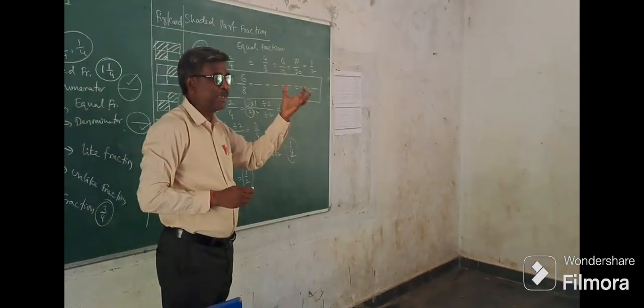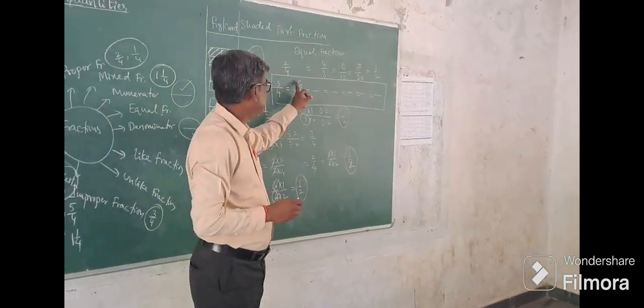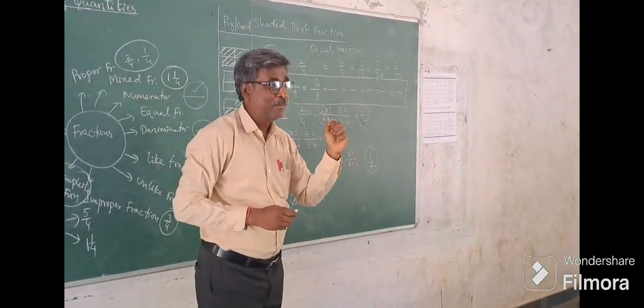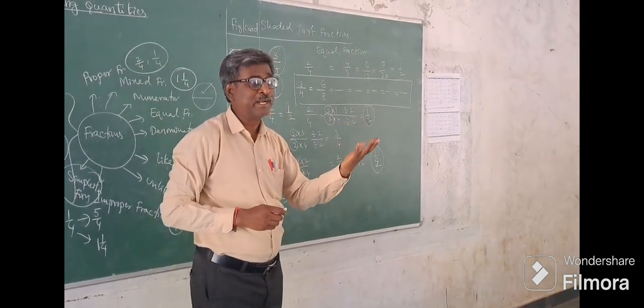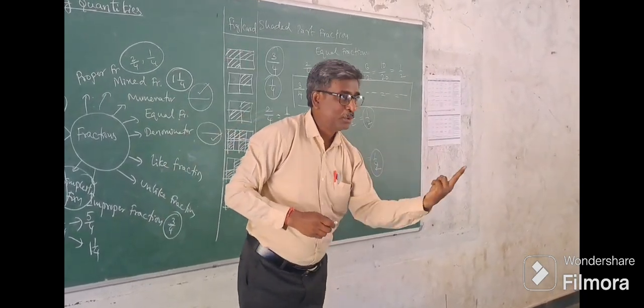So what is the process behind getting 6 by 8? Multiplication, multiplying both numerator and denominator with which number? 2. So like that.